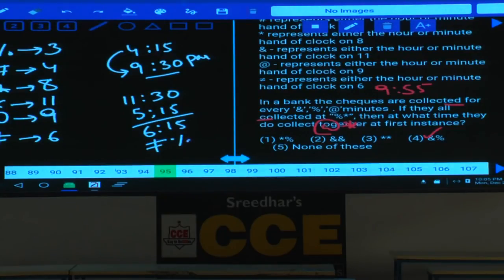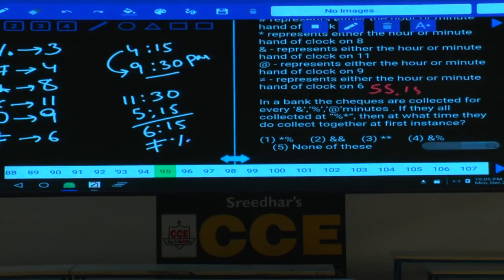Then coming to question number 95. In a bank, the checks are collected for every how many minutes? For every n, percentage and at the rate of. n is 11, which means 11 into 5, and all these are given in minutes. 11 into 5 is 55. And percentage stands for 3.